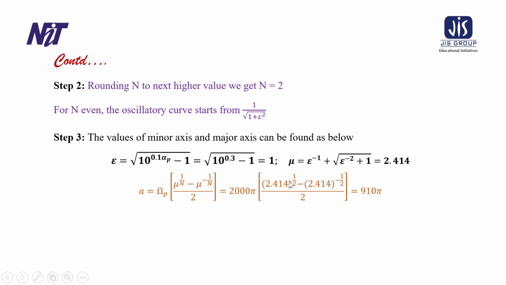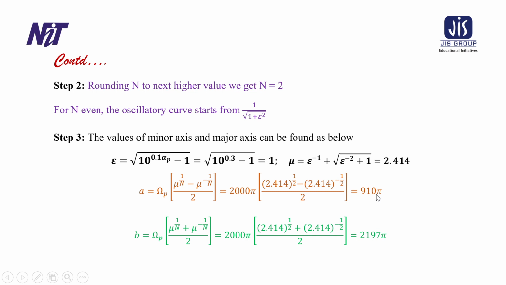So what is the value of mu? We can get it from here, and omega p equals 200 pi, and n equals 2. Put the values and get a equals 910 pi. Similarly, we can get the value of b, and b equals 2197 pi.